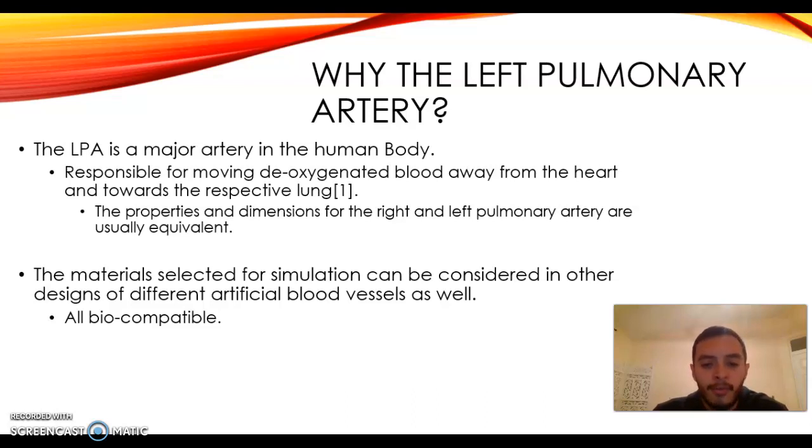Properties and dimensions for the right and left pulmonary artery are usually going to be equivalent, meaning that the pressure and flow rates that we've determined can be used for either the left or right pulmonary artery. Also, the materials that we selected for the simulation can be considered in other designs of different artificial blood vessels as well, as each of the three materials that we've chosen are going to be biocompatible with the human body.